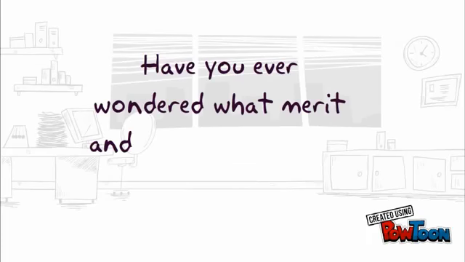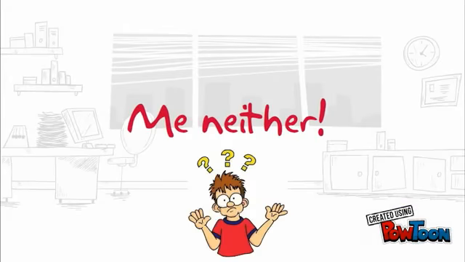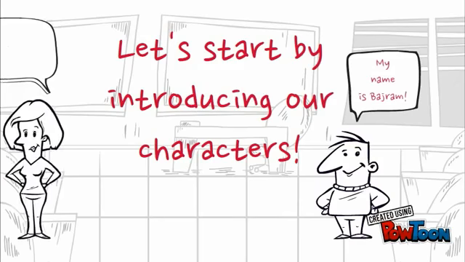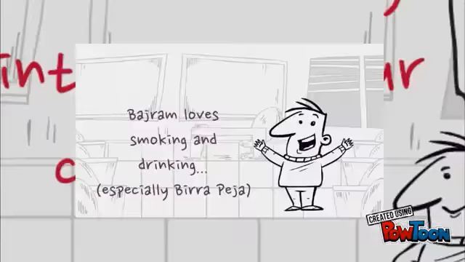Have you ever wondered what merit and demerit goods are? Me neither! So let's start by introducing our characters. This guy's name is Bayram, and this girl's name is Minira.